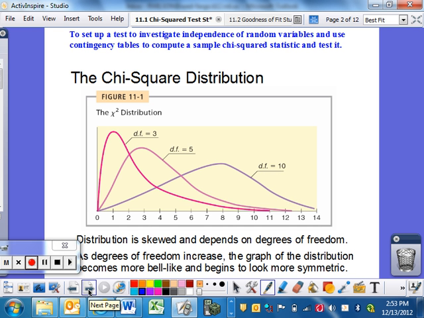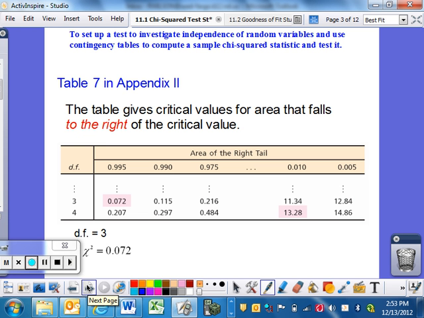As the degrees of freedom increases, as your numbers increase, your chi-squared tends to become more bell-shaped. But usually we're going to be with smaller degrees of freedom, so it's going to be definitely heavily skewed right. So that's something to keep in mind, and we'll look at a few more examples in a second. So just a few things to note.